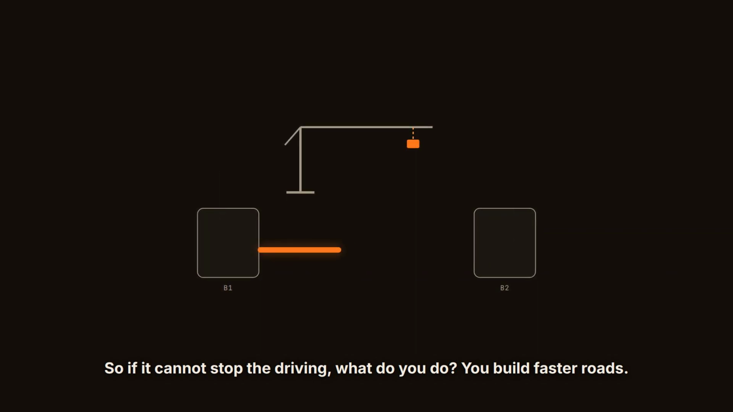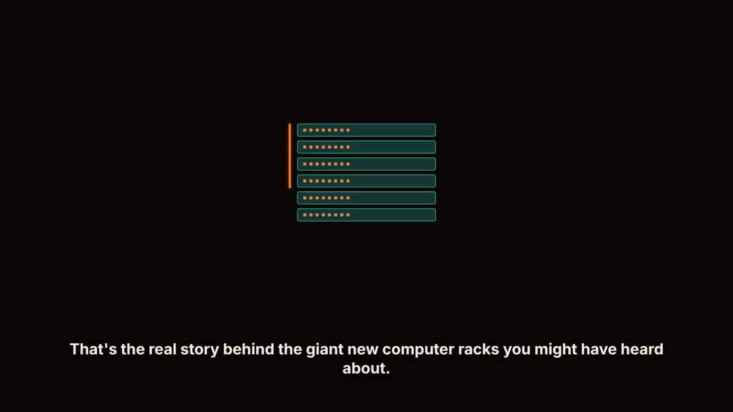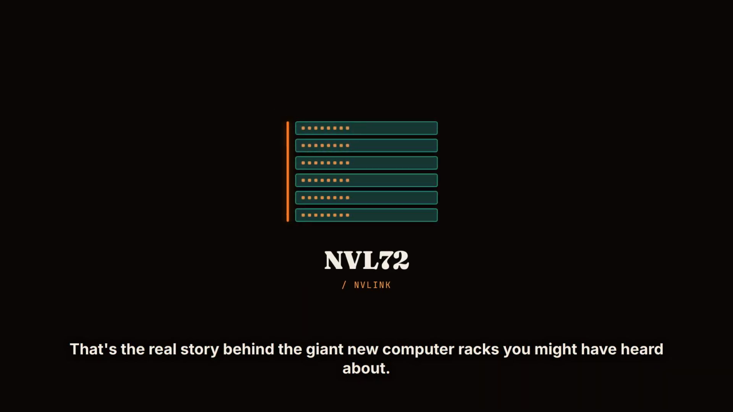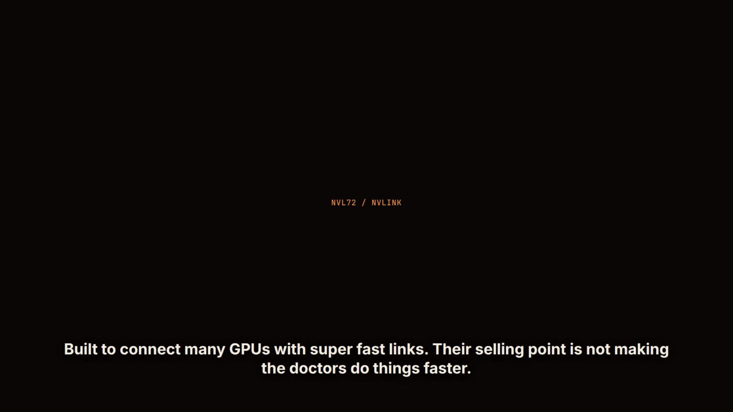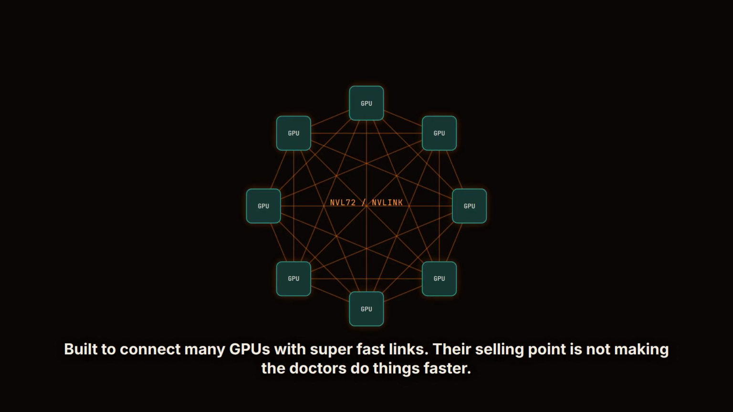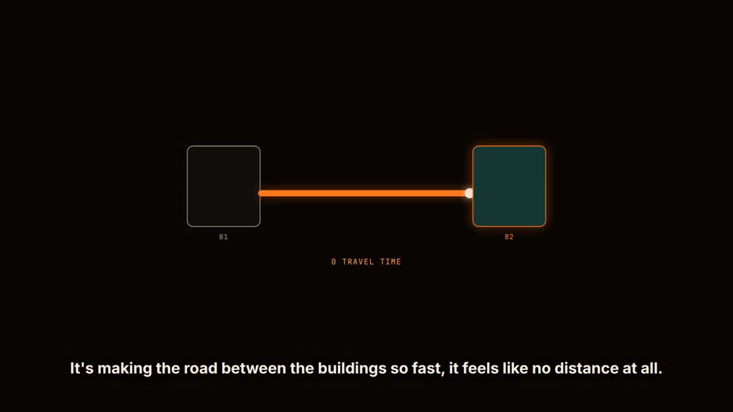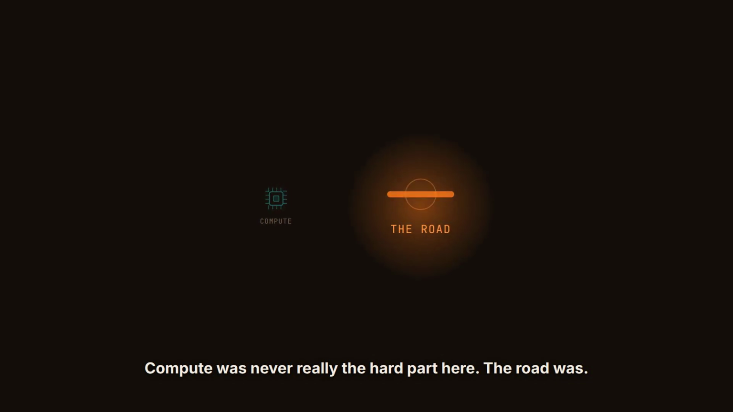So, if you cannot stop the driving, what do you do? You build faster roads. That's the real story behind the giant new computer racks you might have heard about, built to connect many GPUs with super fast links. Their selling point is not making the doctors work faster, it's making the road between the buildings so fast it feels like no distance at all. Compute was never really the hard part here, the road was.